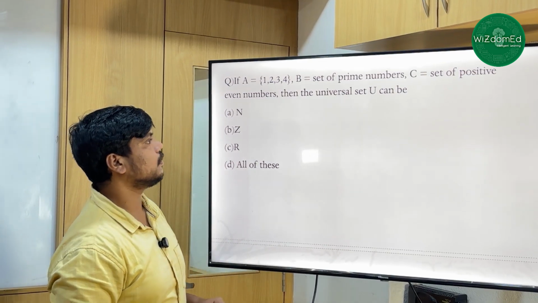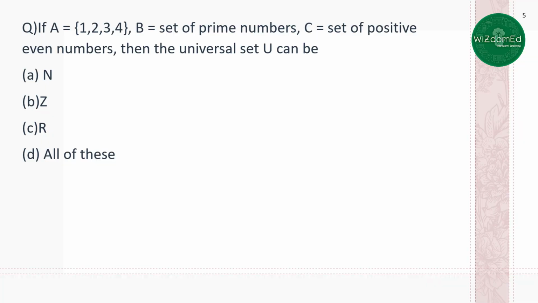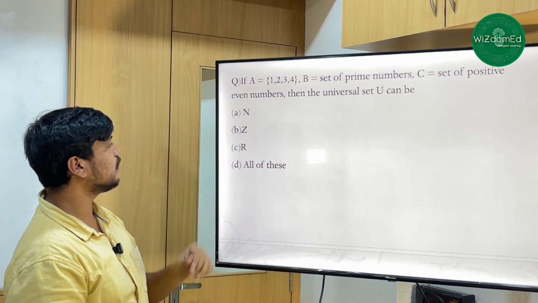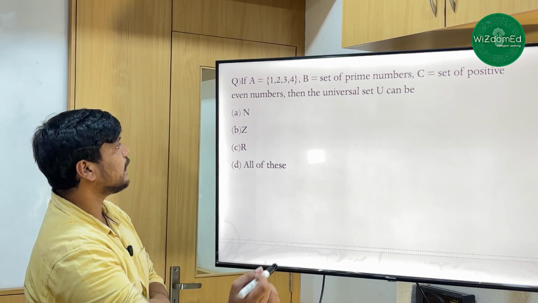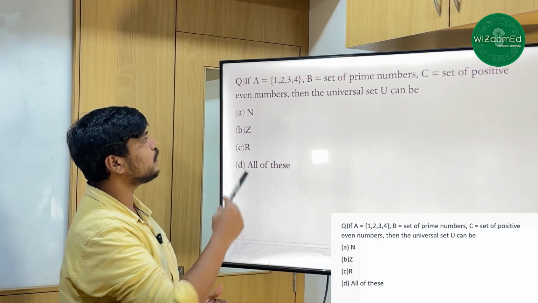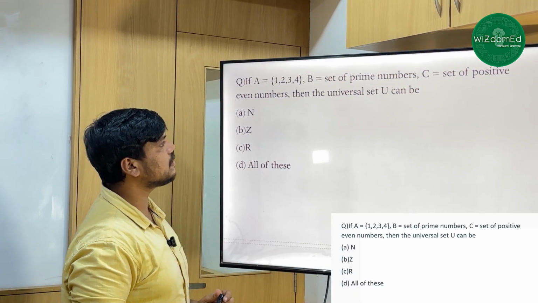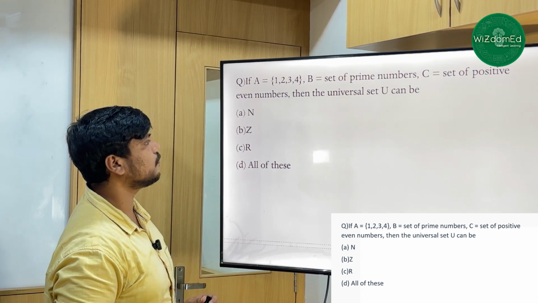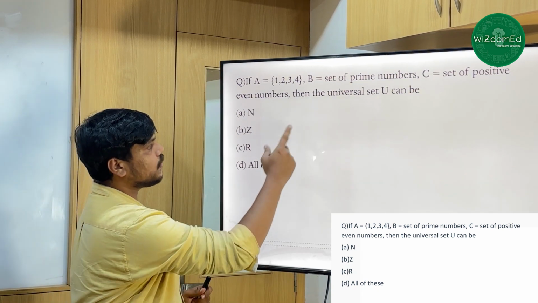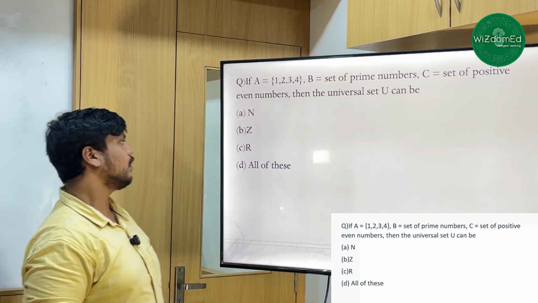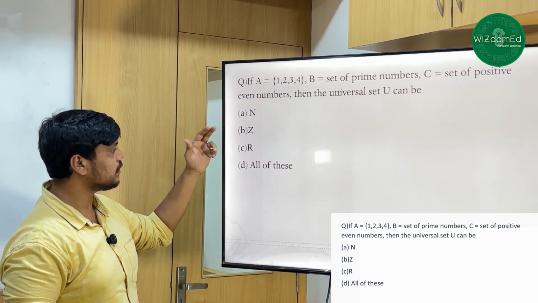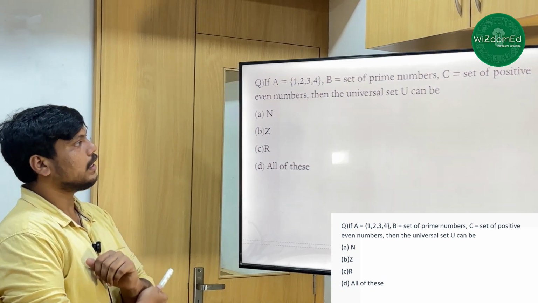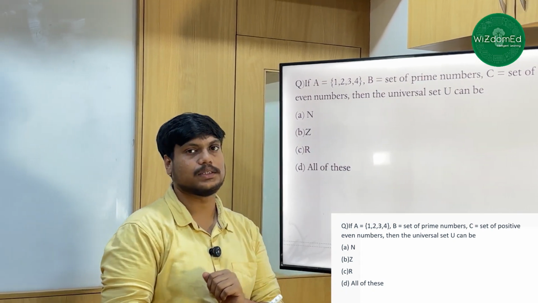Alright guys, for this question what do we need to do? We have three sets here, A, B and C. What is set A? 1, 2, 3, 4, a set containing 4 elements. Set B is the set of prime numbers, and set C is the set of positive even numbers, and we are supposed to find the universal set U, and we have the options natural numbers, integers, real numbers and all of this. Let's try to see which could be the answer.